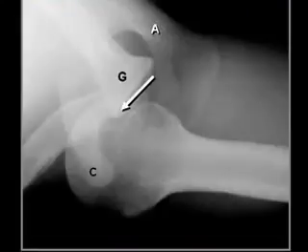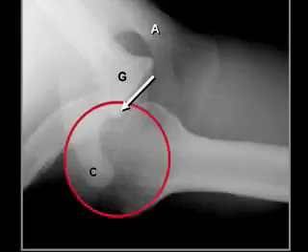The white arrow is pointing to the area where the impaction fracture, or the Hill-Sachs deformity, will occur as the posterolateral aspect of the humeral head strikes the anterior rim of the glenoid. Remember that the coracoid process is anterior, the acromion is posterior, and you can see that the humeral head lies anterior to the glenoid.